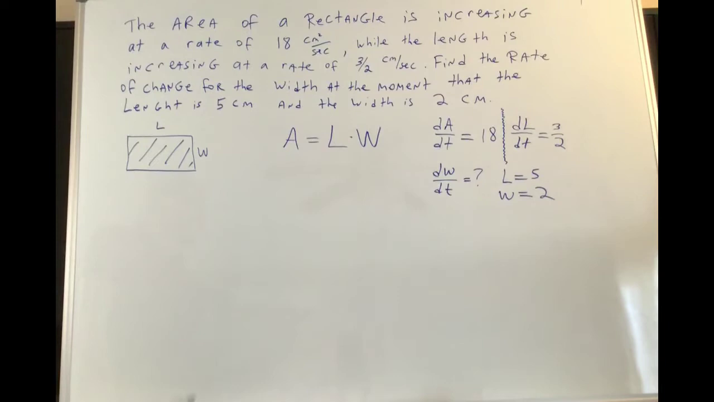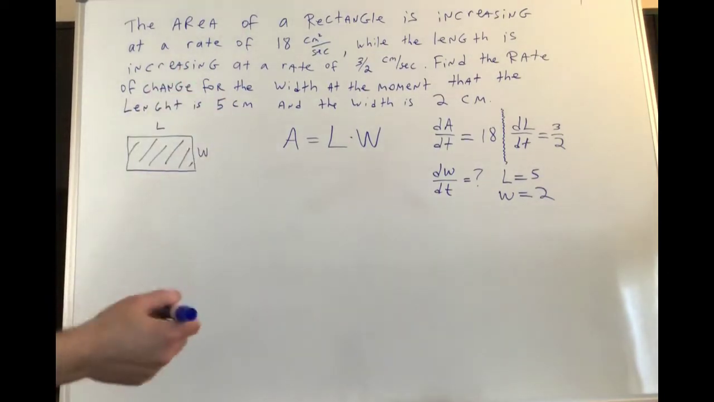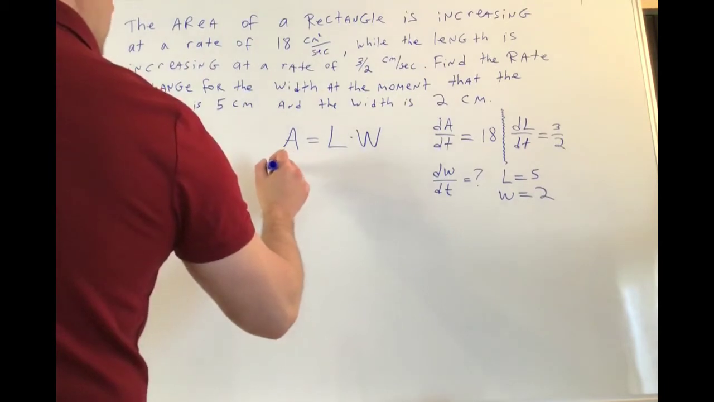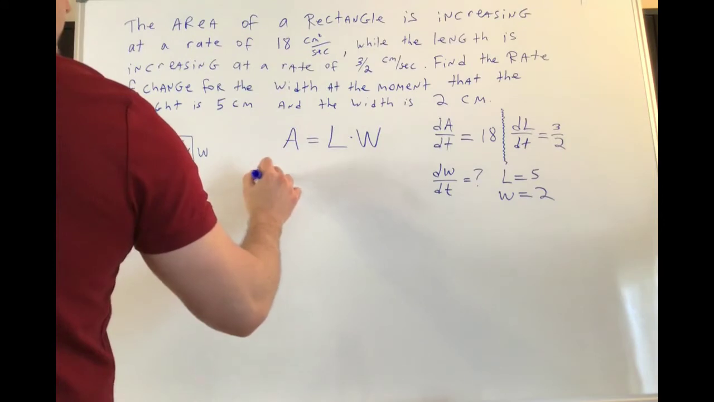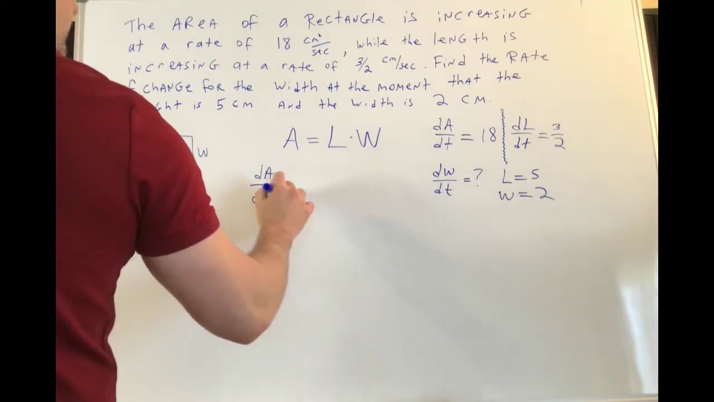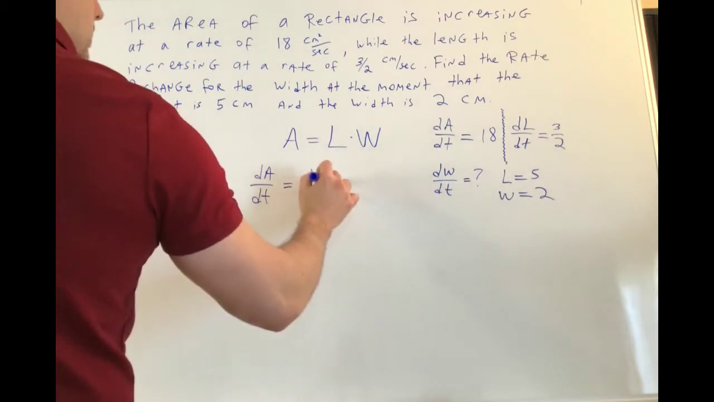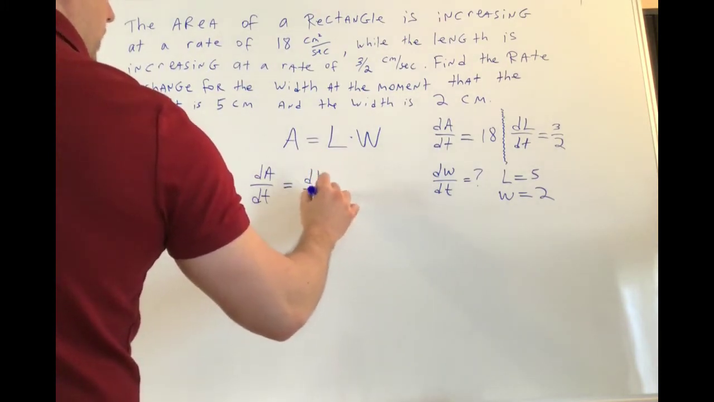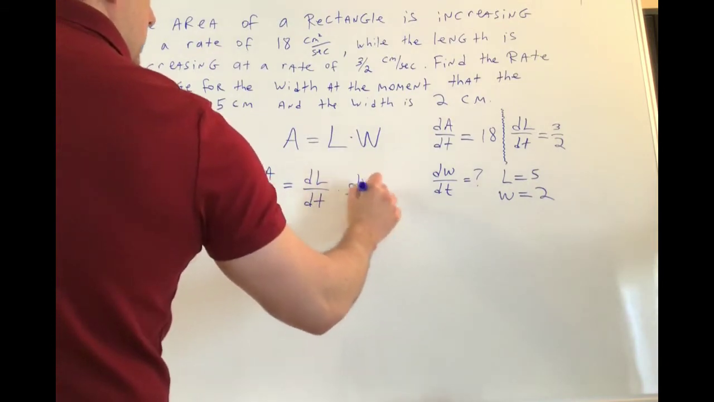Okay, so the next step was to take the derivative with respect to t of both sides. So that's what I'm going to do. The derivative of A was dA dt. The derivative of L is dL dt, right? The derivative of W is dW dt.